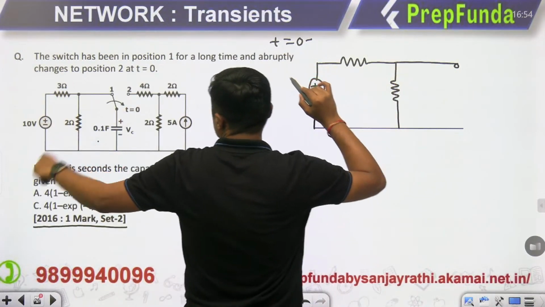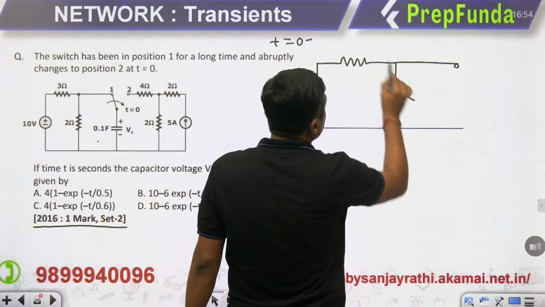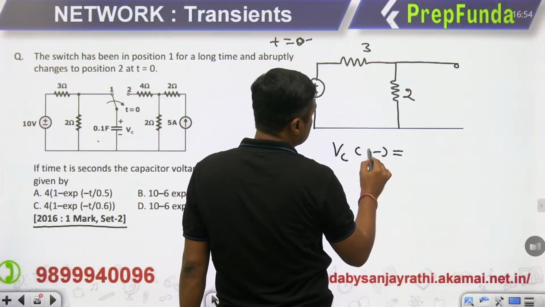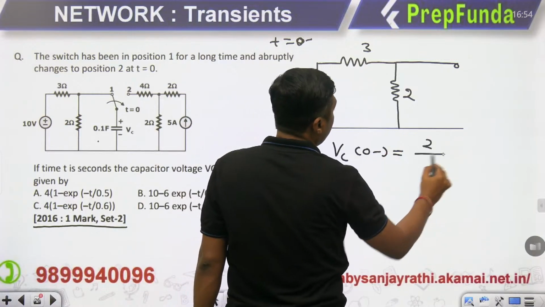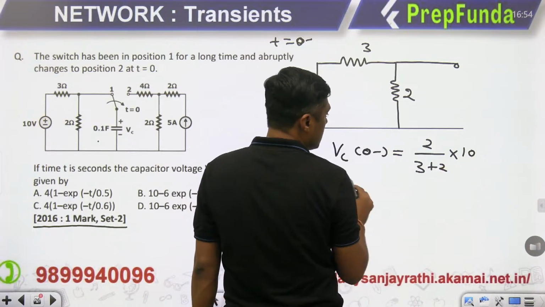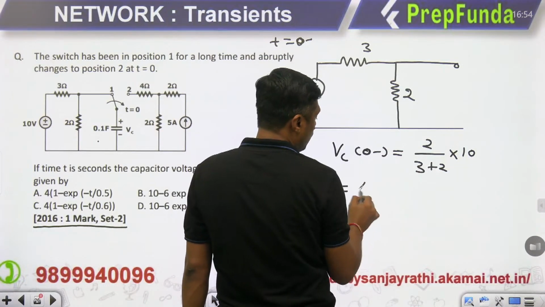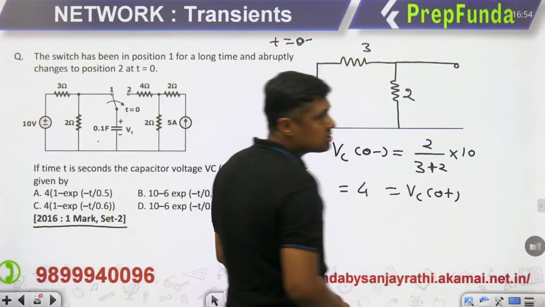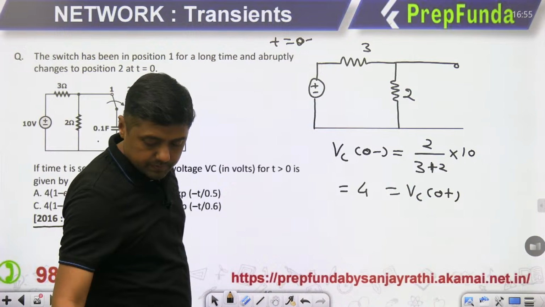This is the 3, this is the 2, and this is the 10 volt. So what is the initial voltage across the capacitor? It will become 2 divided by 3 plus 2 into 10. It is 4 volt. And this is equal to Vc at 0 plus. Why? Because capacitor does not allow sudden change of voltage.